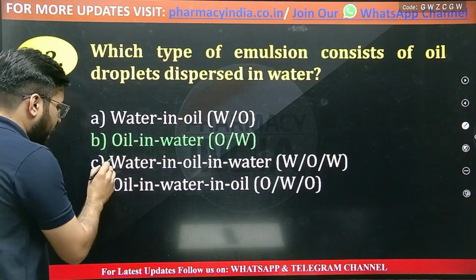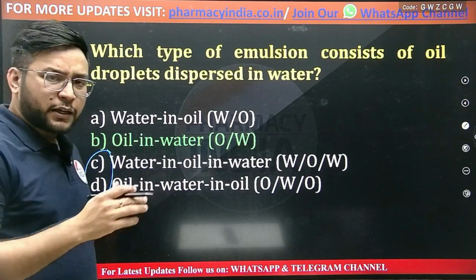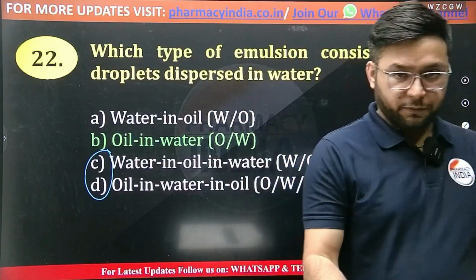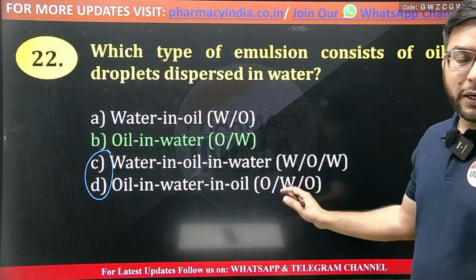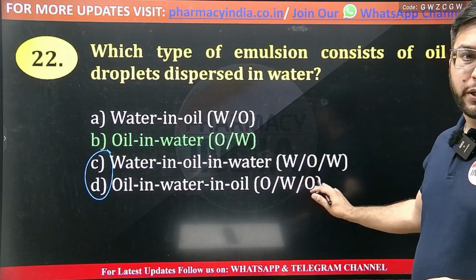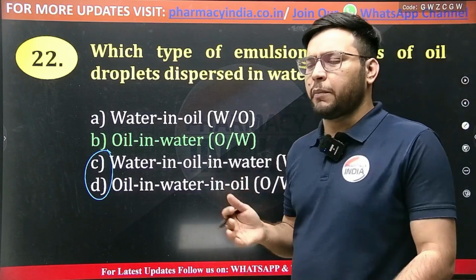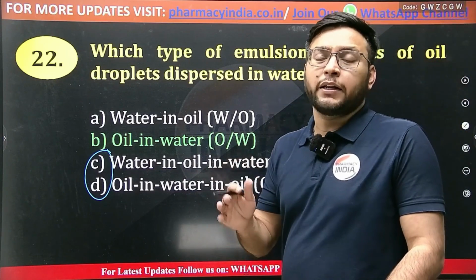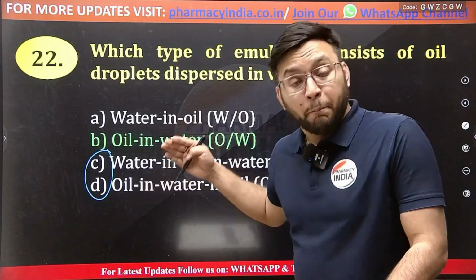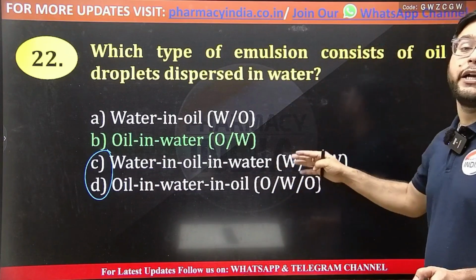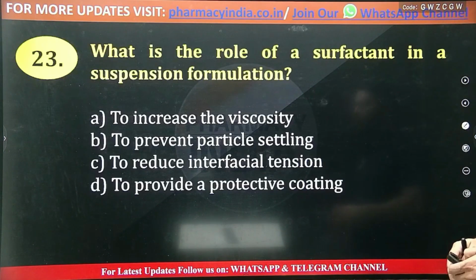So mainly there are two types of options also there. These are the types of micro emulsion. These questions are on micro emulsion. There are three types of emulsion, mainly oil in water, water in oil, and the multiple emulsion. These are the examples of multiple emulsion. Now moving on to the next question.